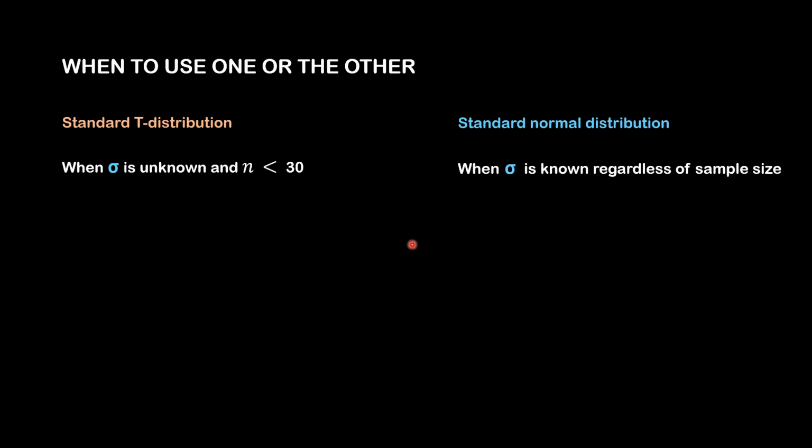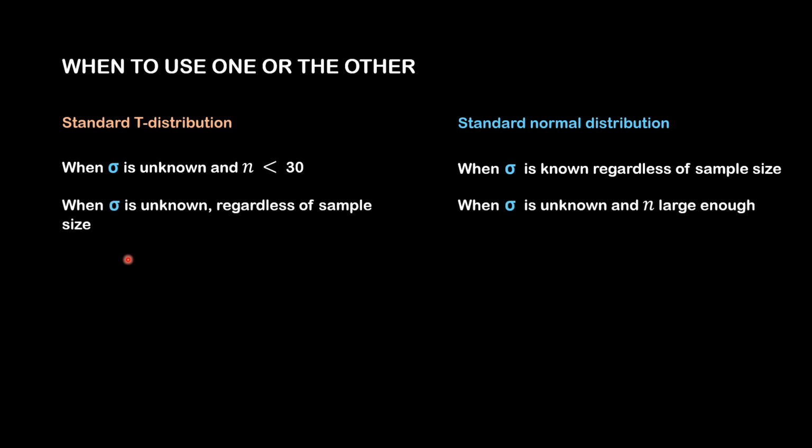That being said, some statisticians say that we should always use the t-distribution whenever sigma is unknown, regardless of sample size, while some statisticians say that it is okay to use the normal distribution when sigma is unknown, as long as the sample size is large enough.